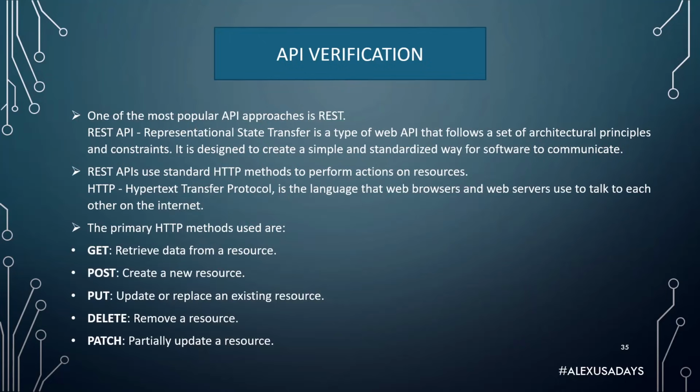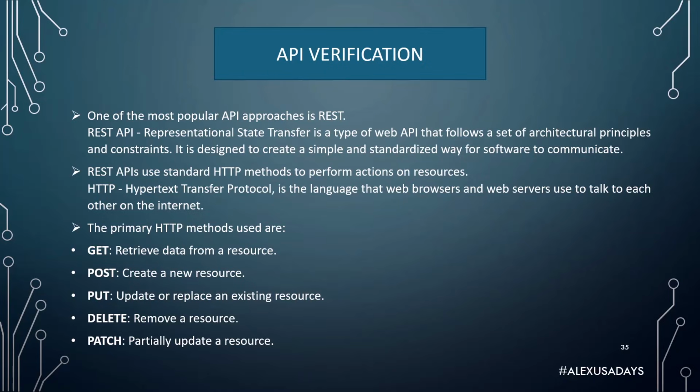Now, one of the most popular API approaches is called REST. REST API stands for Representational State Transfer. It's a type of web API that follows a set of architectural principles and constraints. It is designed to create a simple and standardized way for software to communicate. REST API use standard HTTP methods to perform actions on resources. HTTP stands for Hypertext Transfer Protocol. It is the language that web browsers and web servers use to talk to each other on the internet.